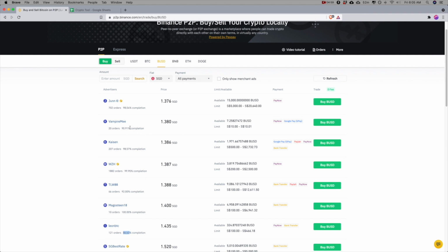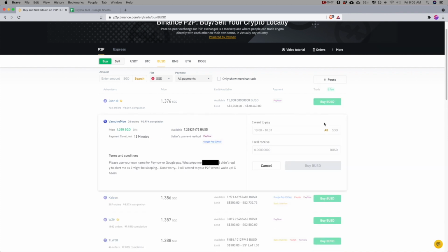So let's try a simple transaction here with Vampire Me, and I'm going to buy BUSD. This person only has 7 BUSD available to sell. So if I wanted to just buy $5, it says there's a limit here. This person is basically trying to sell exactly $10. So now my minimum amount that I have to buy is 10. Always important to look at the terms and conditions here. My recommendation is, when making your first transaction, just keep the amount small, just to get the hang of buying something.